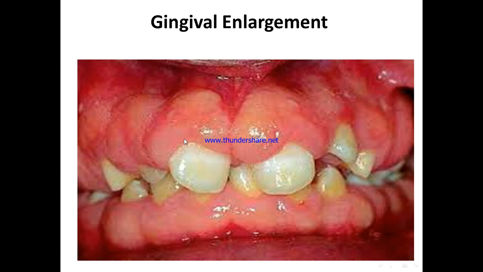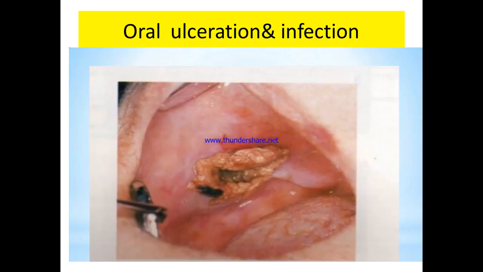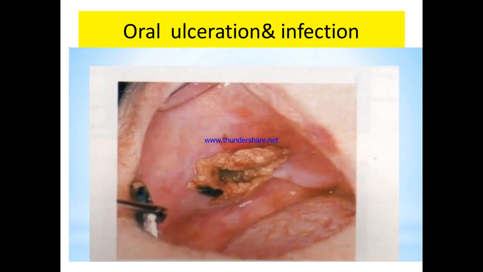As we see here, there will be hyperplasia of the gingiva, which may lead to loss of teeth. Gingival ulceration and oral infections, of course, are due to the decreased capability of white blood cells for defense mechanism against infection, so there will be recurrent oral infections and gingival ulceration. We should differentiate it from Candida albicans and herpes simplex virus infection. Oral ulceration and infections also may be clinical signs or oral manifestations of leukemia, both of acute and chronic type.